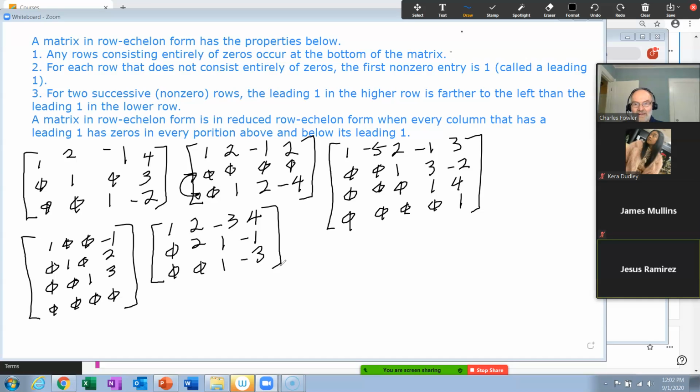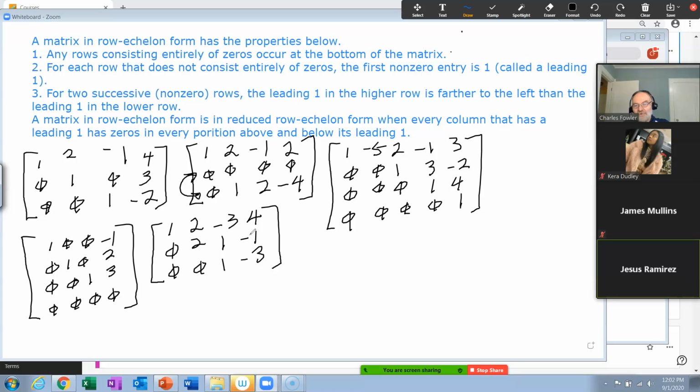No. Why not? There's a 2. That second row, the first non-zero entry is not a 1, it's a 2. Real easy to get that into row echelon form. Divide everything on the second row by 2, and you've got it in row echelon form. That would be a 0, 1, 1/2, negative 1/2. That would be row echelon form.